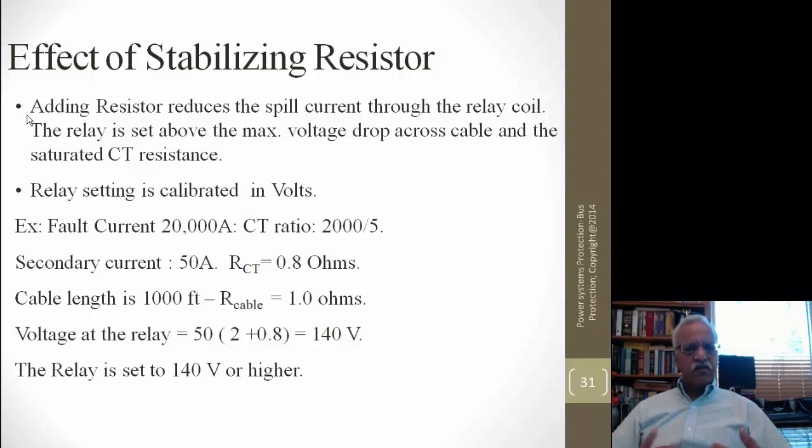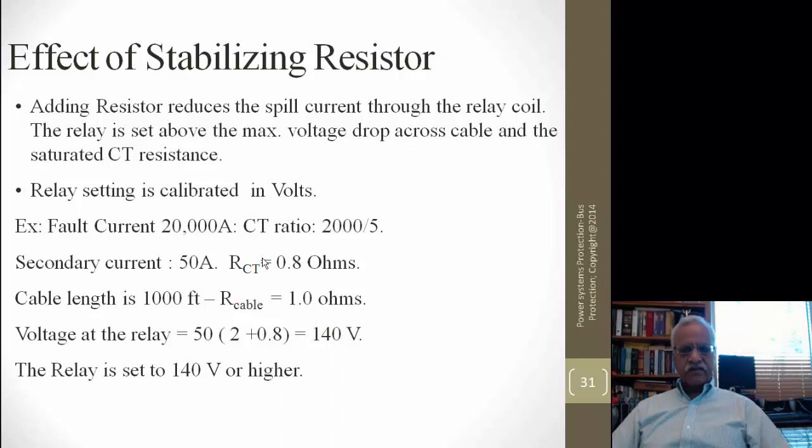And then you know the impedance. You multiply that by the fault current. You calculate the maximum voltage that is seen in the relay, and then you set the relay. Here, you have an external fault current of 20,000 amps. You have a CT ratio of 2000 to 5. Then the secondary current is 50 amperes. It is just the ratio of that.